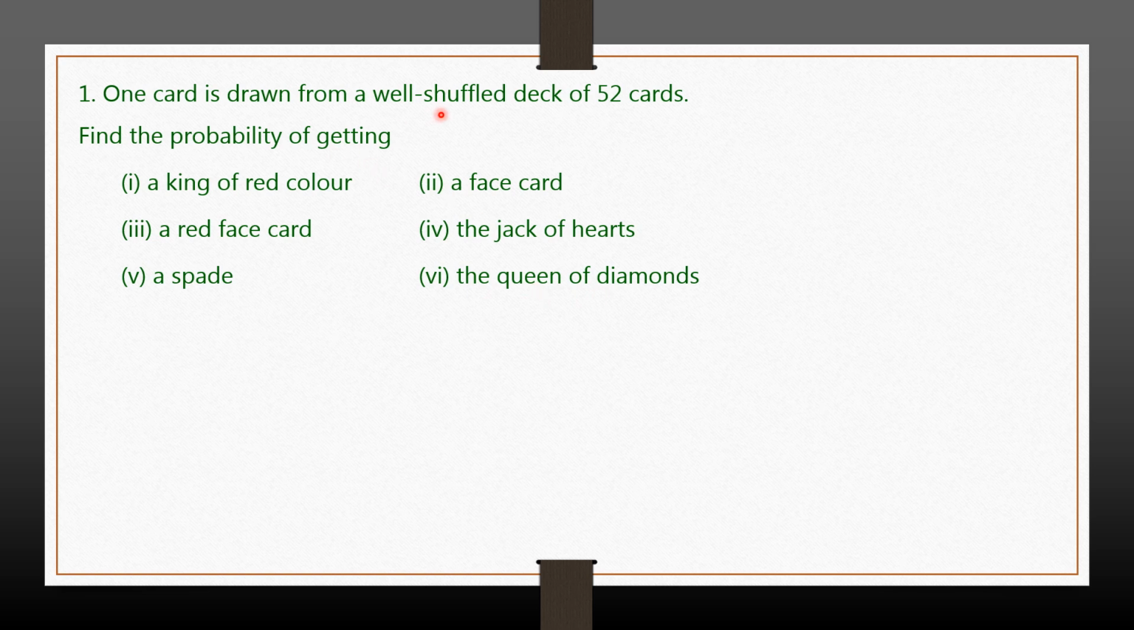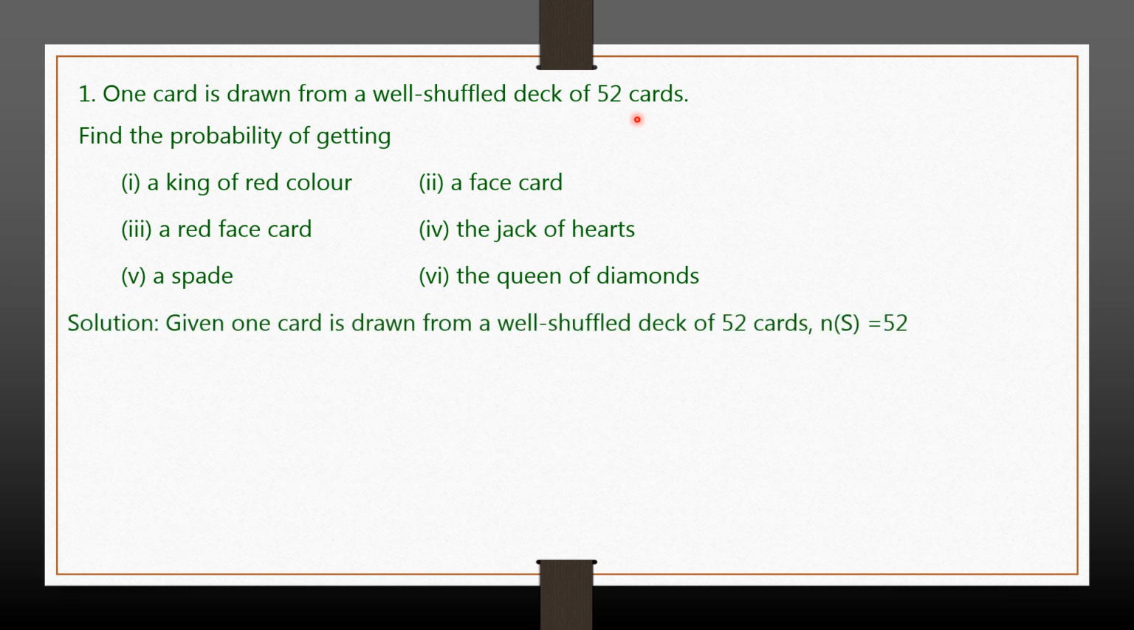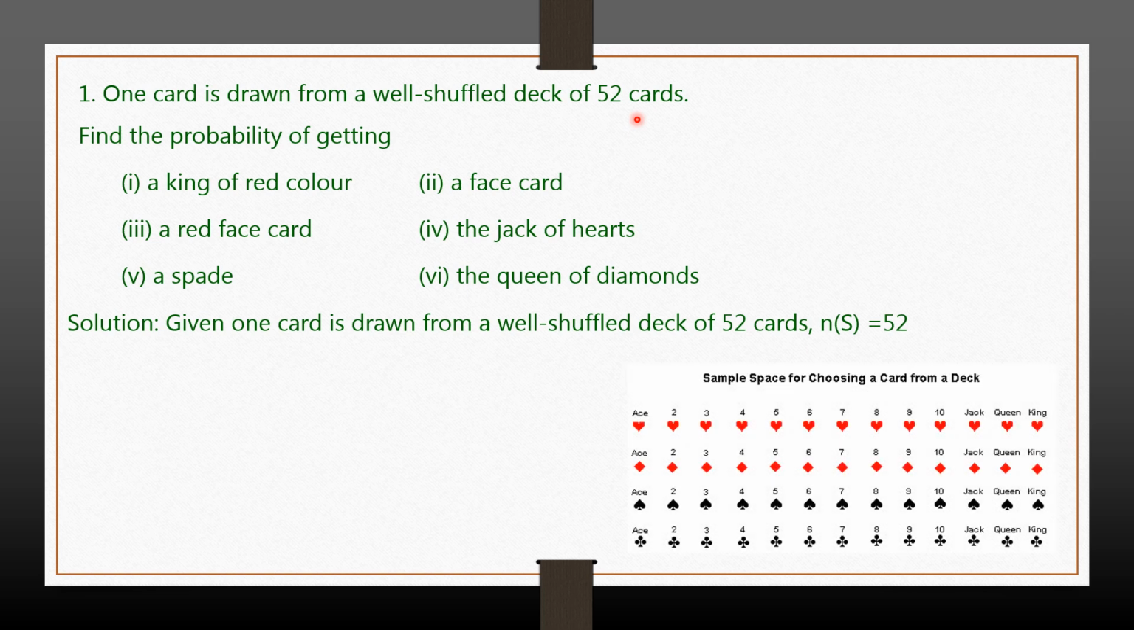Now, one card is drawn from a well shuffled deck of 52 cards. Sometimes you may not be given this 52, but a deck of cards means you always take 52 cards. You have to write the sample space. As the total number of cards is 52, when we are taking one card from that pack of cards, we may get any card. That's why possible outcomes is 52. Therefore, n of S is 52. Now, this is the sample space for your reference.